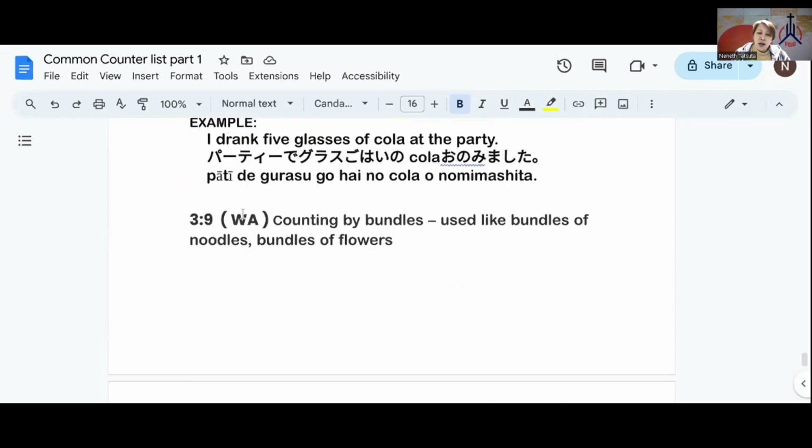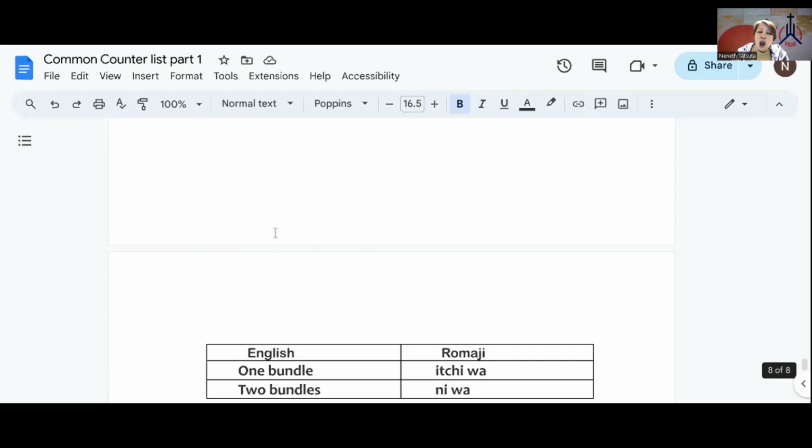Now for your wa, this is not the particle wa. Remember we discussed the particle wa, but this is different. The wa here is for counting bundles of noodles, because noodles are counted by bundle, for example 100 grams bundled. Or bundles of flowers. It is counted by wa.